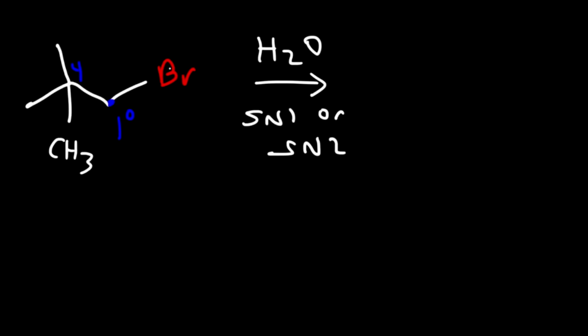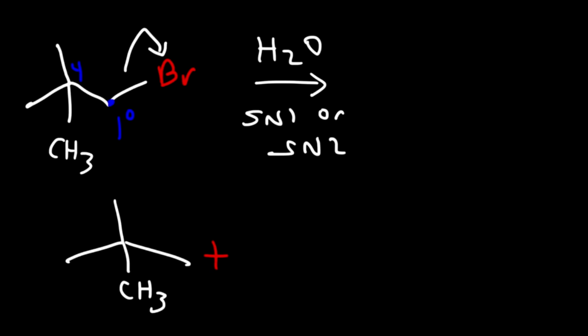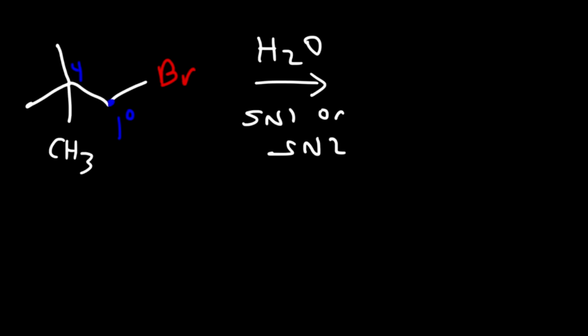Now, in a typical SN1 reaction, the leaving group will leave. But if we do this, we are going to get an unstable primary carbocation. And so that's not going to happen. So here is what's going to happen instead. The methyl group is going to attack the primary carbon, kicking out the leaving group. And by doing this, we can avoid the formation of an unstable carbocation intermediate. So rather than getting a primary carbocation, we can jump to a tertiary carbocation. And so that's what happens in this reaction.